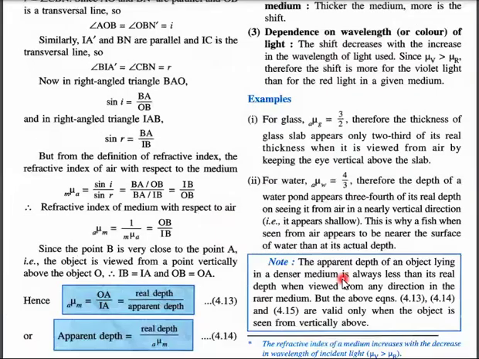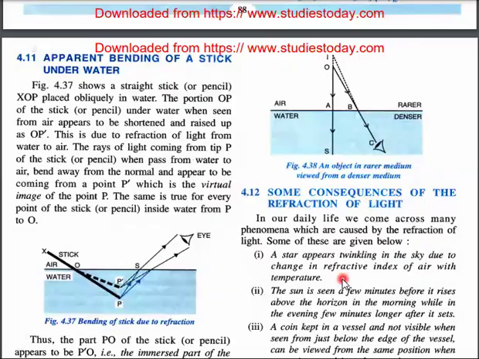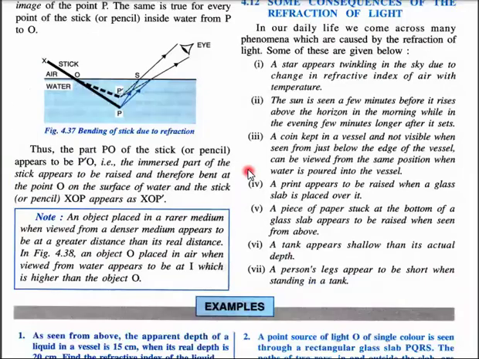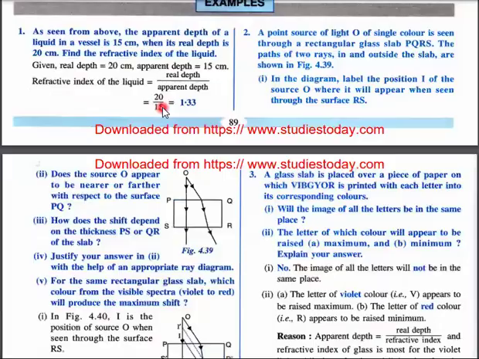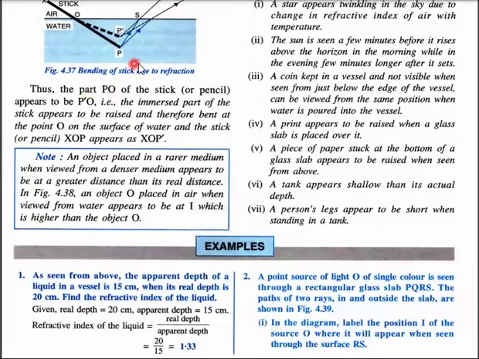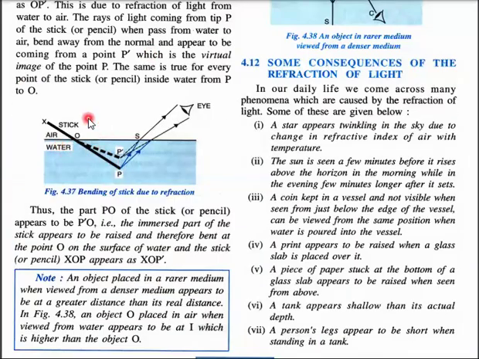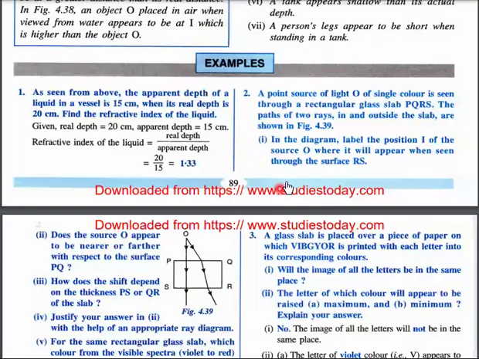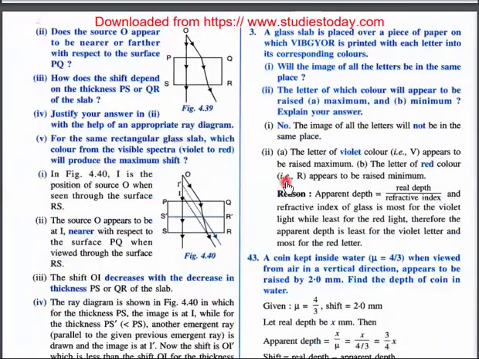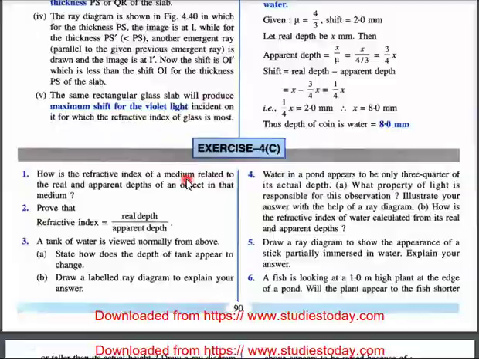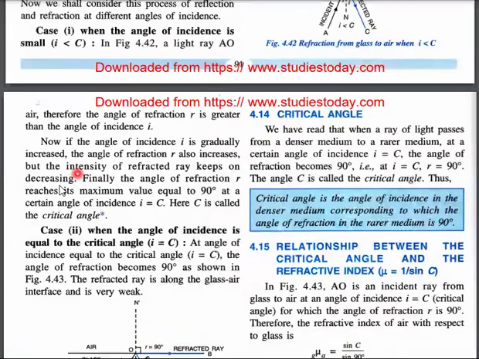Now, go down. You'll have all those examples about a stick, an eye, and air is rarer, water is denser. So they have given you an example about real and apparent depth, and these are some of the example sums problems.